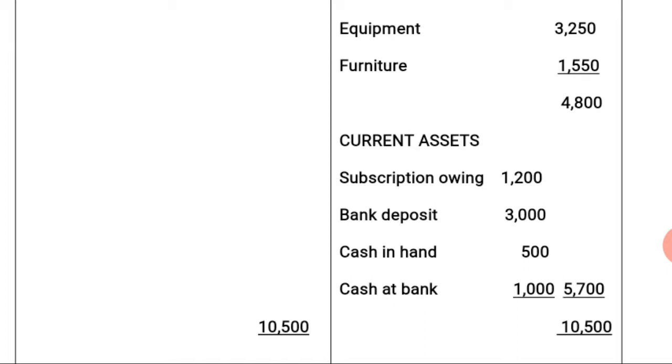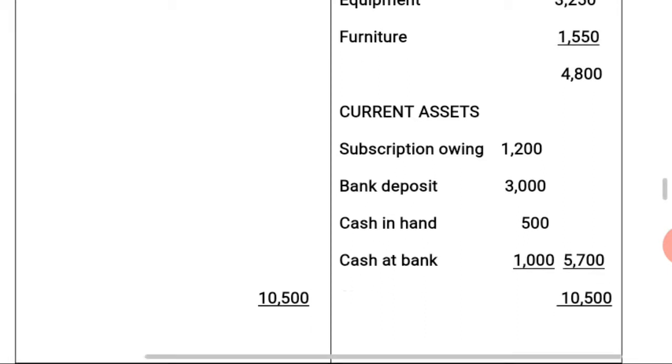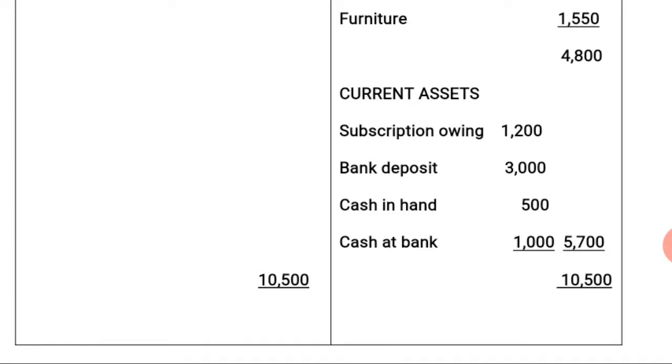The current assets that we have: the subscription owing. That is the value of the subscription owing as at 31st December 2013, which was yet to be paid as at 31st December 2013, which stood at 1,200 naira. That one was stated in additional information number 4, 1,200 naira for subscription owing 2013. Then bank deposits, that is the transfer from bank deposit of 3,000 naira. We have cash in hand of 500 naira.